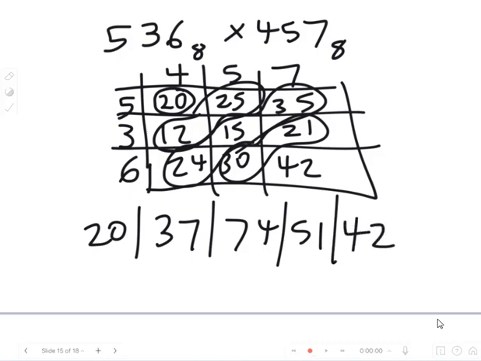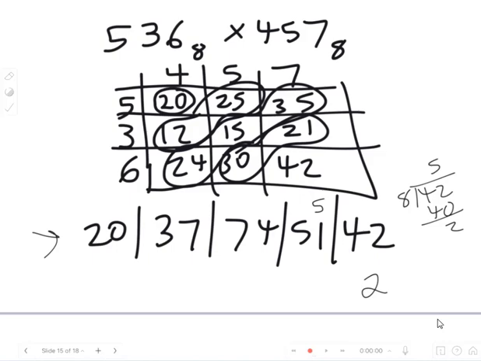Now, once I get to this part, this is the base neutral multiplication right here, the base neutral product, if you will. This is the universal value of the multiplication of 536 times 457 in any base. But now we want to know the answer in base 8. So what I would do, starting from the right, is divide each term by 8. Whatever I get when I divide by 8 gets carried over to the next column to the left, and my remainder is that term of the answer.